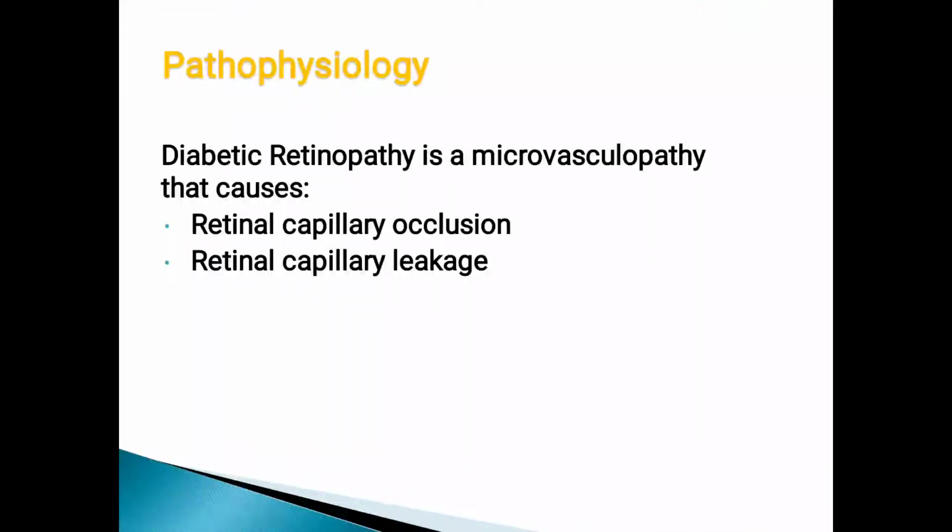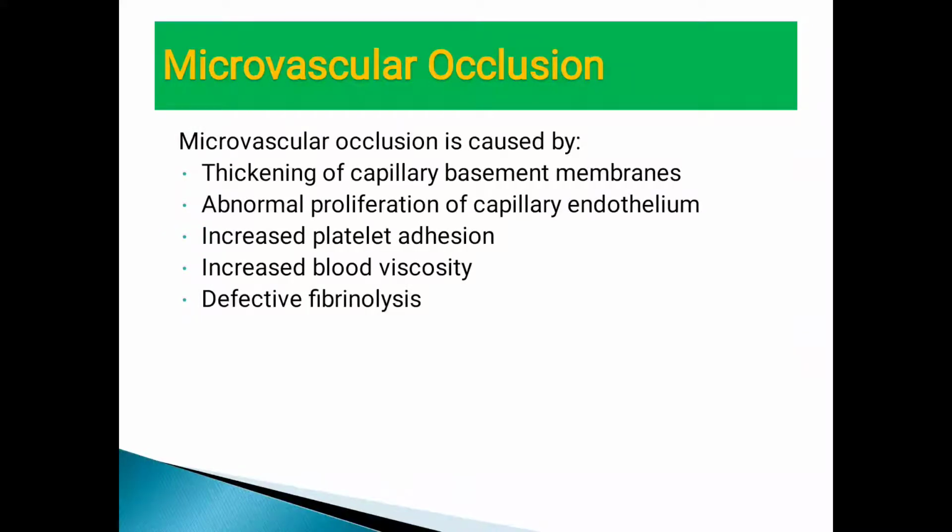So what is the pathology behind diabetic retinopathy? Diabetic retinopathy is a microvasculopathy that causes occlusion of capillaries of the retina, and the cell wall of the capillaries gets damaged and the capillaries become leaky. So basically it affects small blood vessels, and the small blood vessels become occluded and their architecture becomes leaky, and that causes the findings.